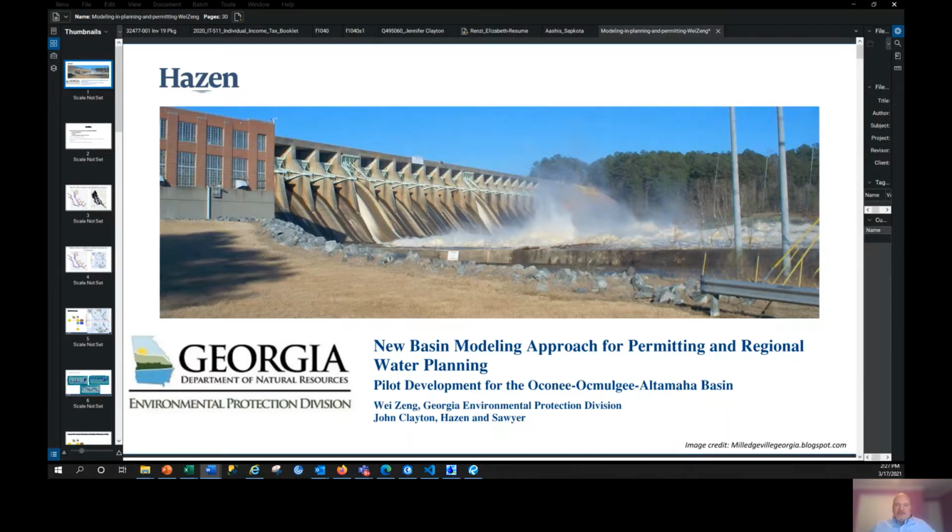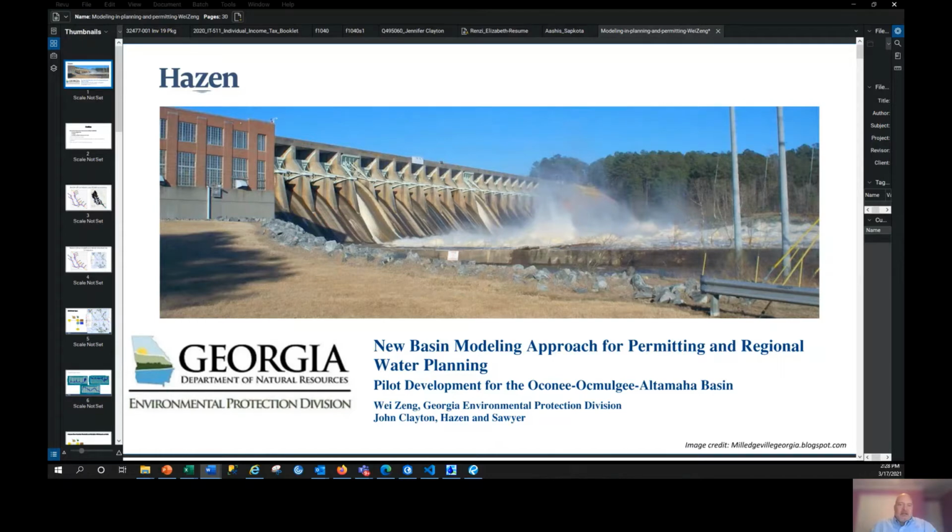I am a project manager on EPD's contractor team to develop a new approach to statewide basin modeling in Georgia in support of both regional water planning and evaluation of proposed new water use permits and permit changes. Models built under this new approach have been coined Basin Environmental Assessment Models, or BEAMs.